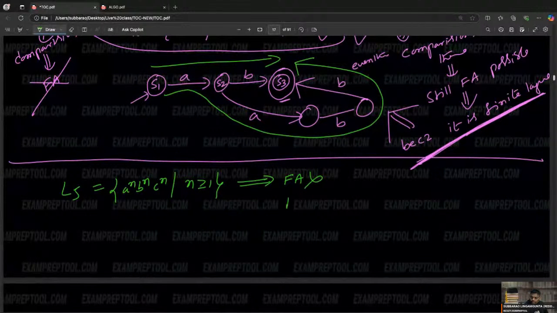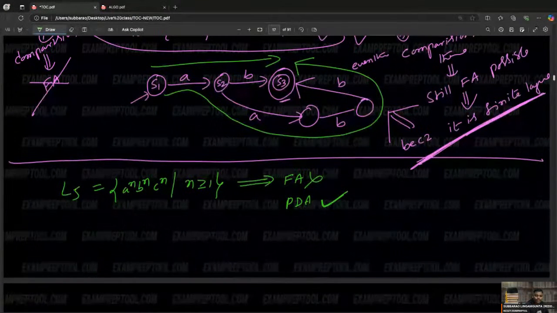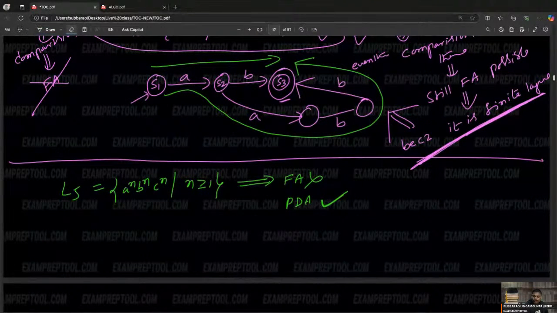So PDA, you check PDA. PDA contains a stack. You check PDA. This is your homework. Tomorrow's class, as soon as I start, I will give it.